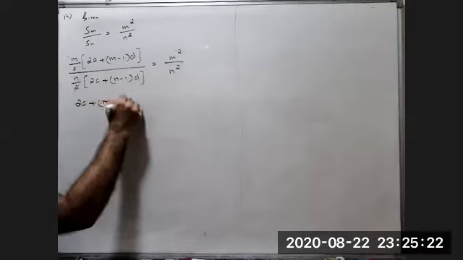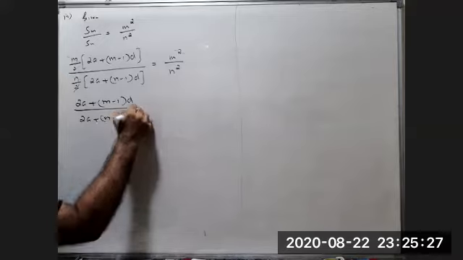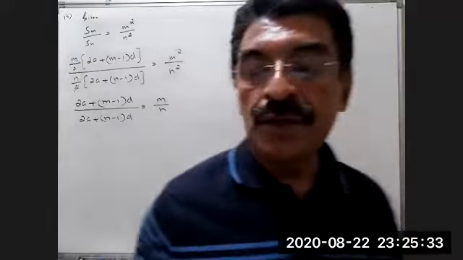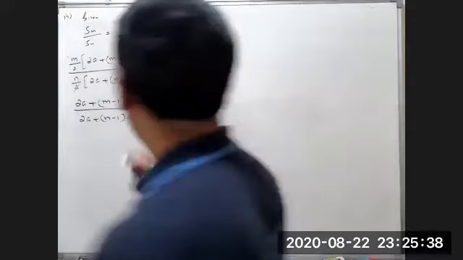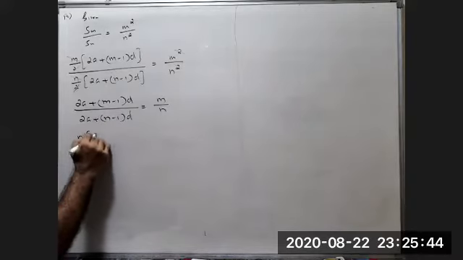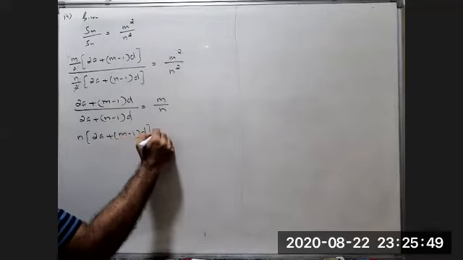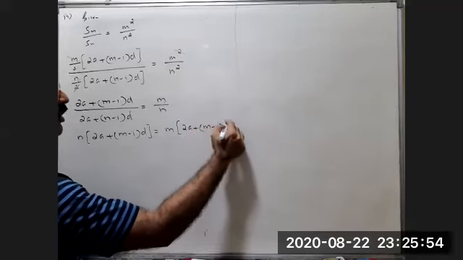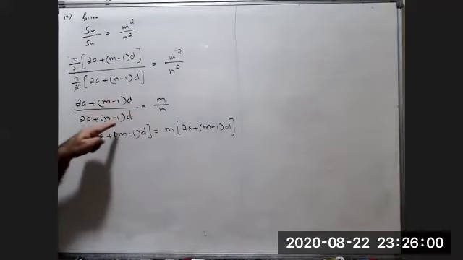So left out 2a plus m minus 1 into d by 2a plus n minus 1 into d equals m by n. Again from this one, our idea is to take all terms of a to the left hand side, all terms of d to the other side. So cross multiply and simplify. Cross multiply: n into 2a plus m minus 1 into d is equal to m into 2a plus n minus 1 into d. See the previous step and proceed. Only cross multiplication.